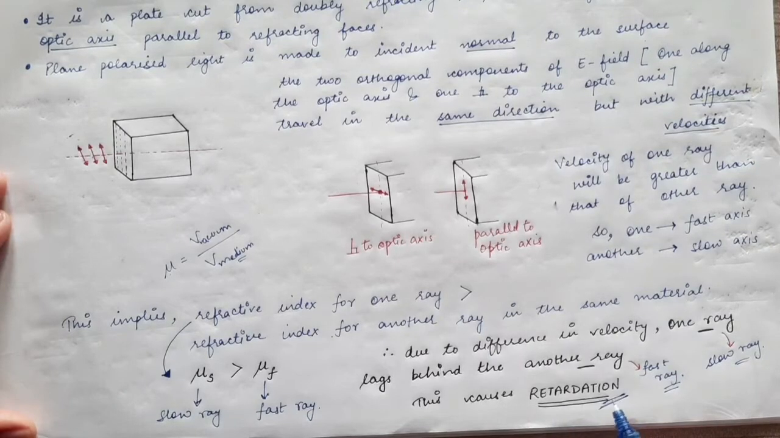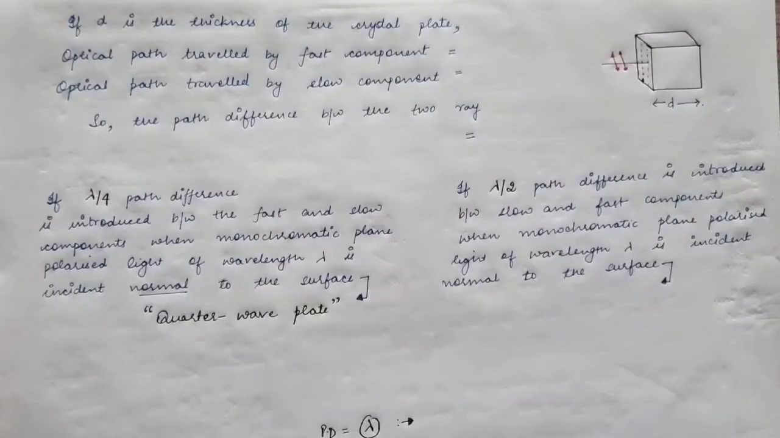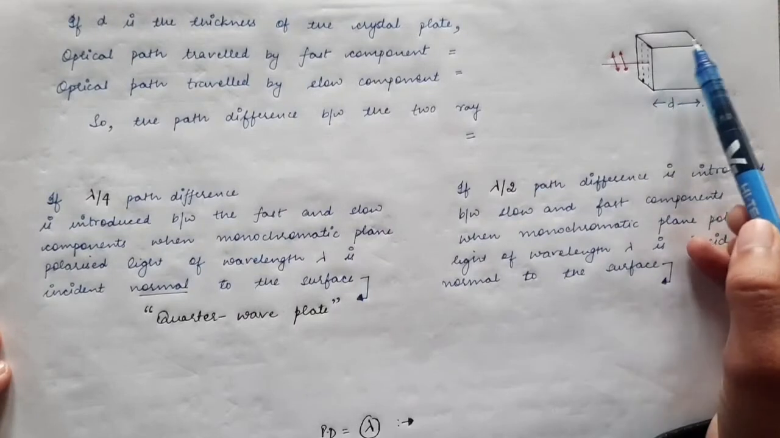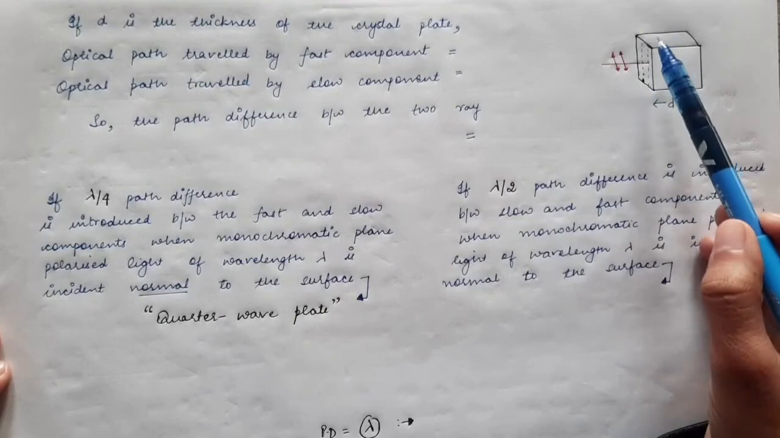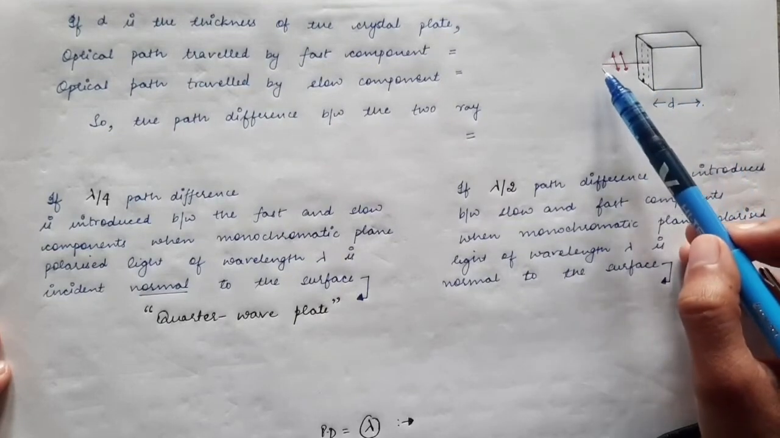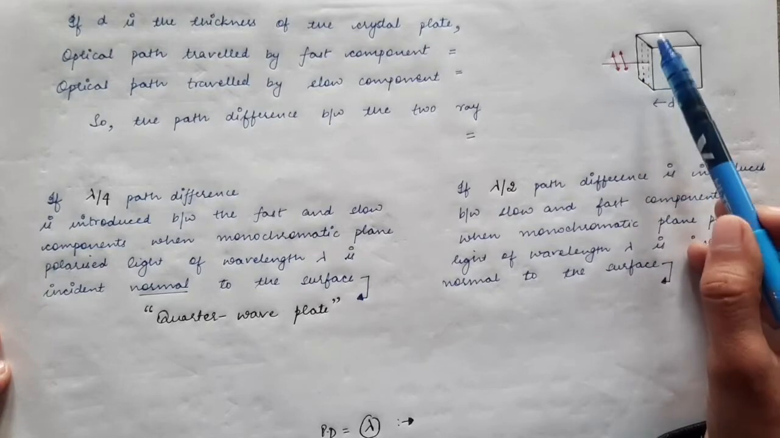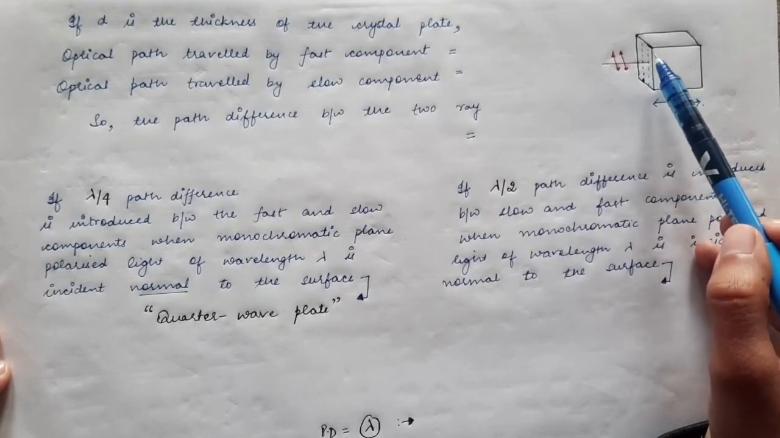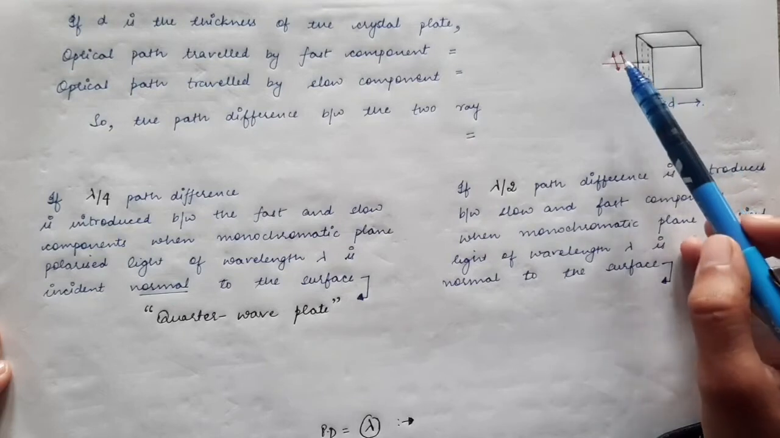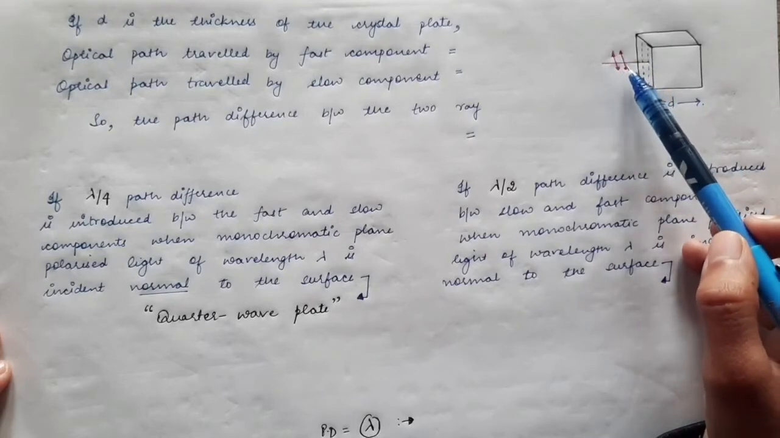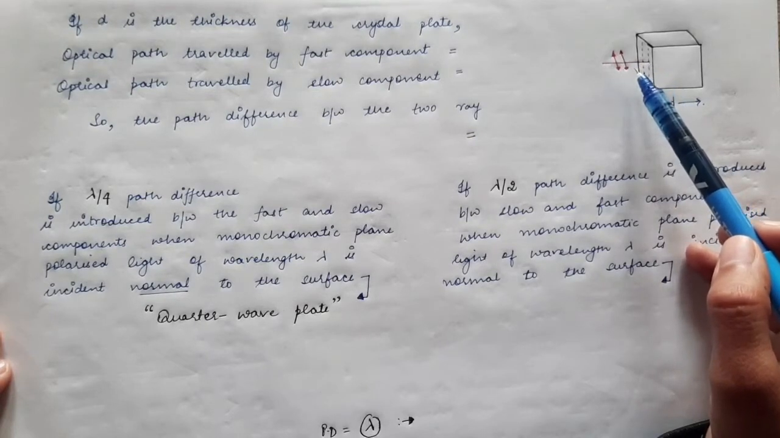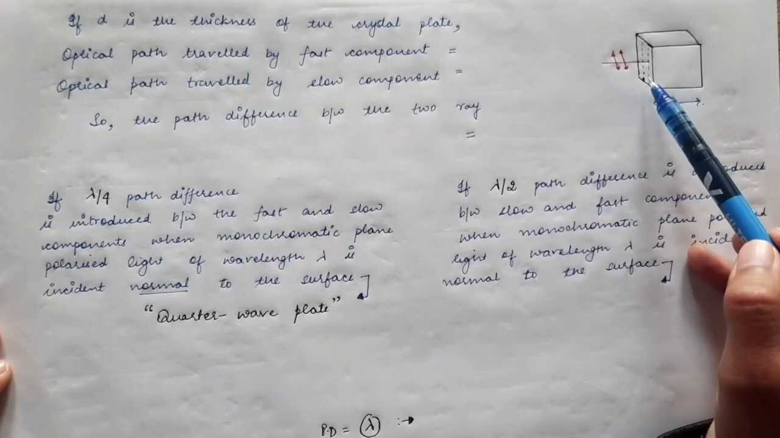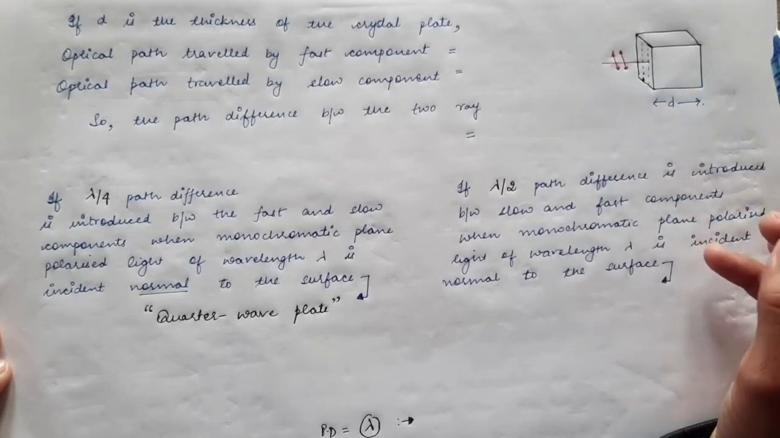So the two components move with different velocities inside the same material. Now I have taken the same diagram. I have taken a retardation plate, and the vertical line is the optic axis, and plane polarized light is made to fall on the refracting face perpendicularly, making 90 degrees with the refracting face. The electric field vibrations of this light make a certain angle with the optic axis, so we will divide this electric field vibration into two components: one parallel to the optic axis and another perpendicular to the optic axis.